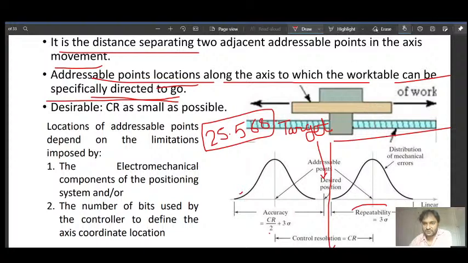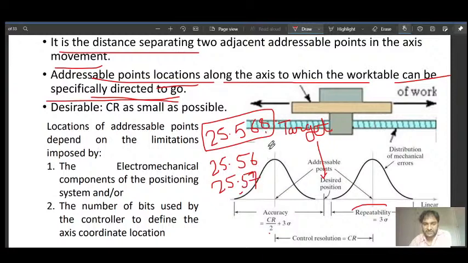Is it clear? Then your machine can move this way, 25.56 or 25.57. As you can see, the third digit after the decimal is missing. So it will go either to 25.56 or 25.57. We will not reach 25.568 exactly at this position. So these are the first points, 25.56 and 25.57.